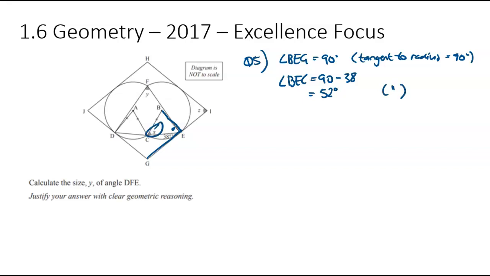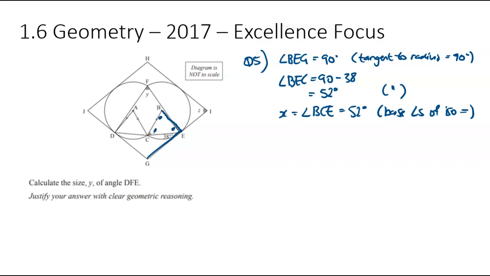I can now figure out this angle over here, angle X. So I suppose I should start by calling it x, but x is equal to angle BCE, which is equal to 52 degrees as well, and we're using our base angle rule. Base angles of isosceles triangle are equal to each other. Okay, so I've now got this angle here, and I've got 2 of the 3 angles in a triangle.